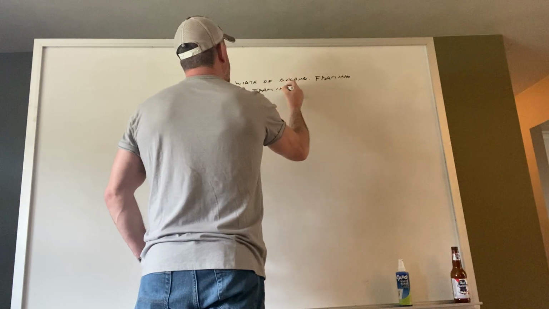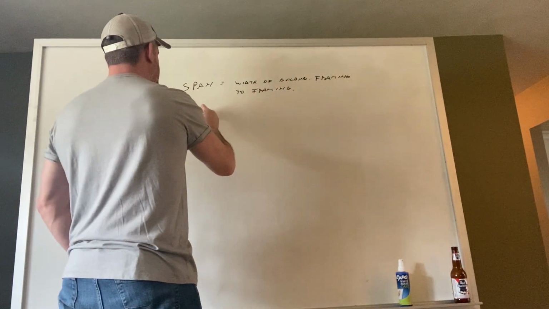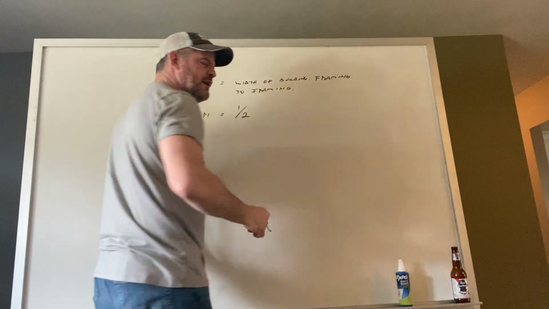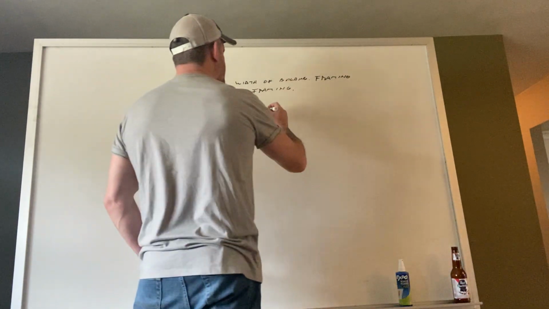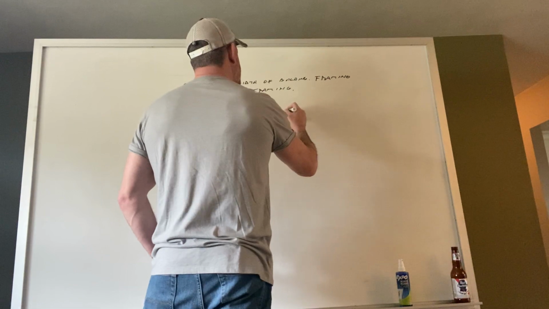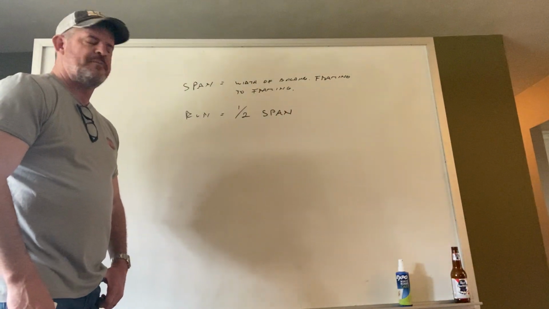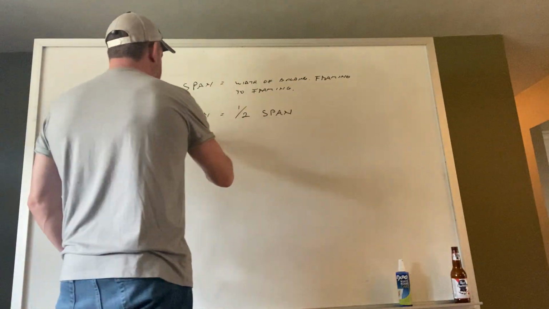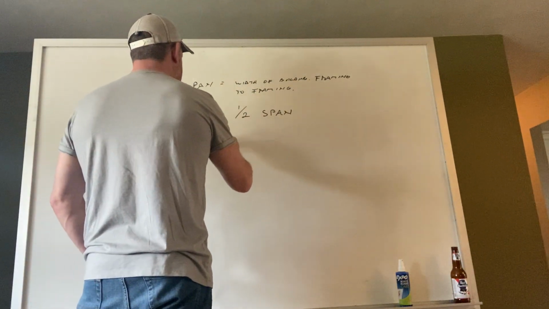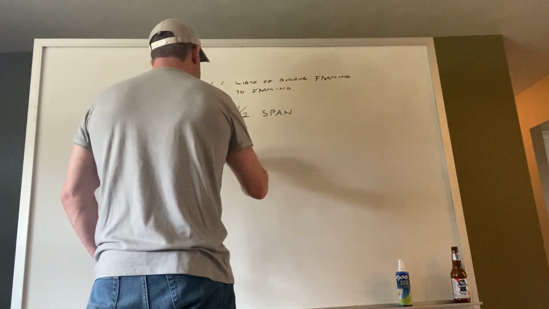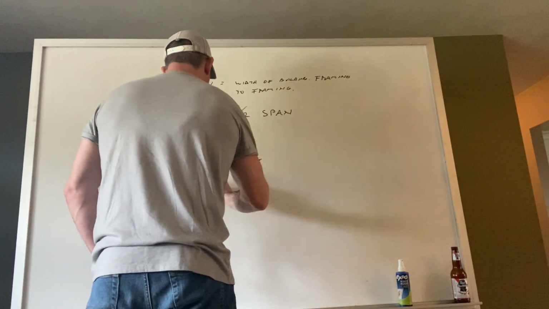The span gives us our run. We know as long as our ridge is in the center of our roof line, which it is for our purposes, my run is going to be half my span. Then from there we understand our pitch, and that is my unit rise and unit run.